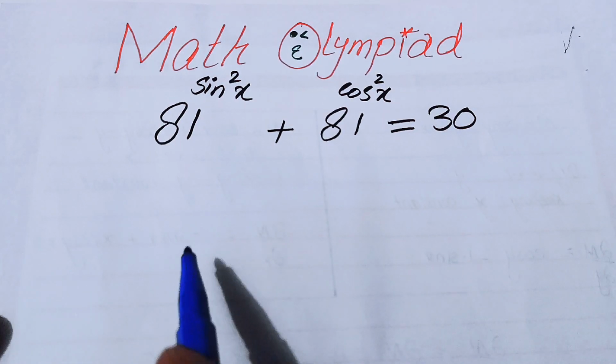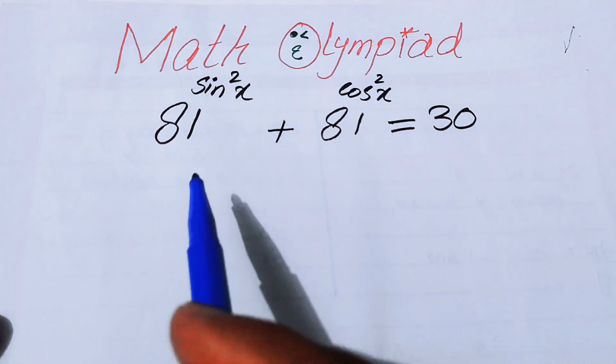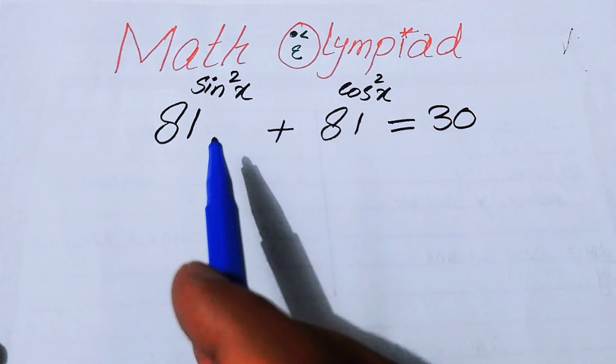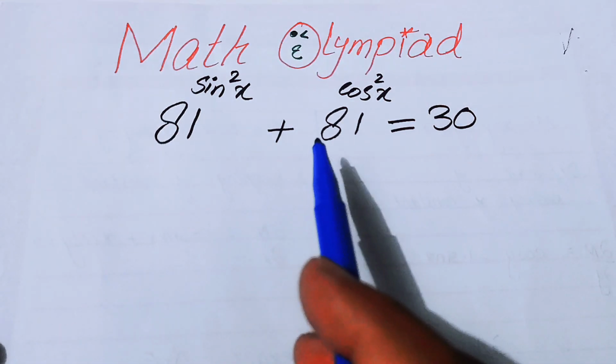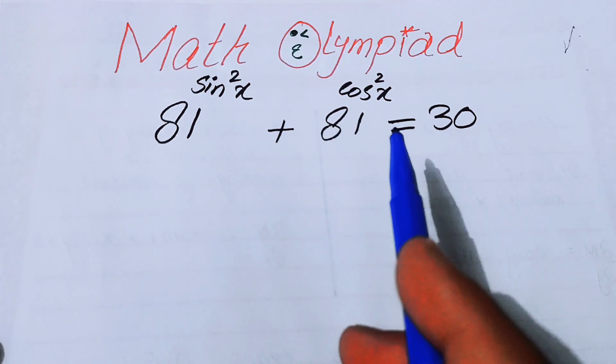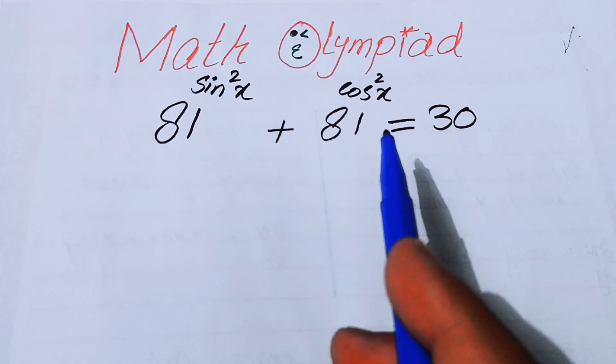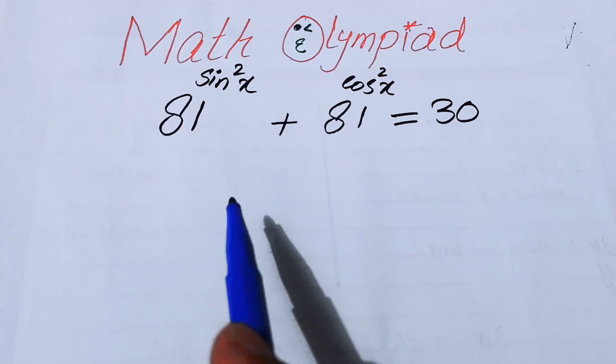In this video we are going to solve this nice algebra problem, and here we have 81 to the power of sine square x plus 81 to the power of cos square x is equal to 30, and we will solve this problem for the value of x.